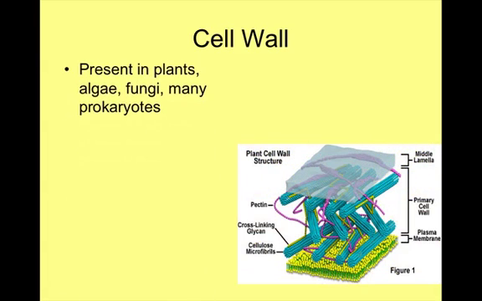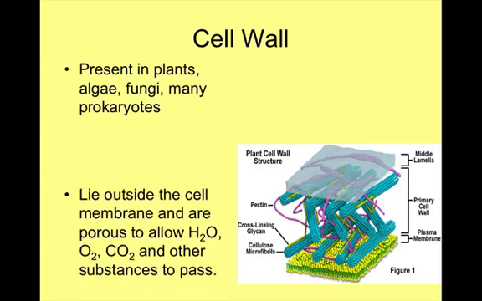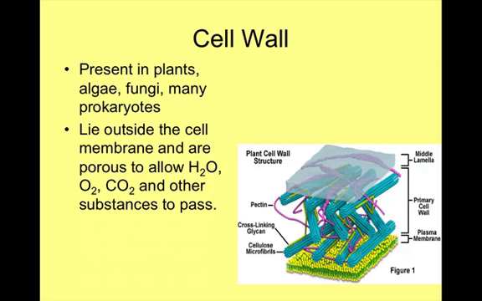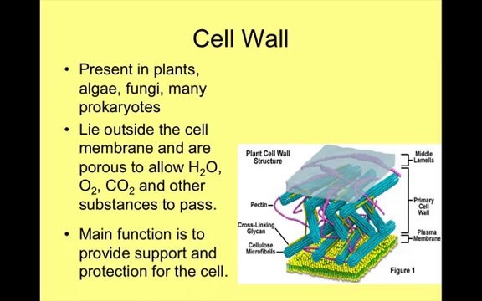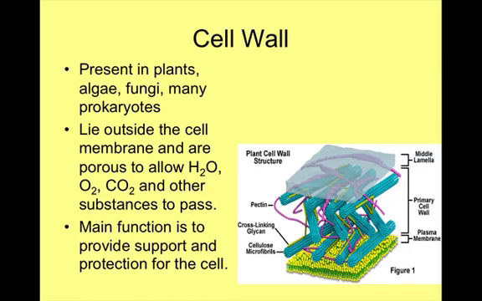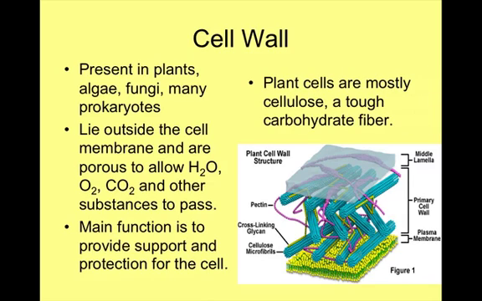The cell wall, on the other hand, is present in plants, algae, fungi, and many prokaryotes. Prokaryotes, remember, are bacteria. These lie outside the cell membrane and are porous. Porous means they have little holes and they allow things to move in and out. So they allow water, oxygen, carbon dioxide, and other substances to pass in and out of the cell. The main function of the cell wall is to provide support and protect the cell. Plant cells are mostly made of cellulose, and if you recall from chapter 2, cellulose is a carbohydrate.